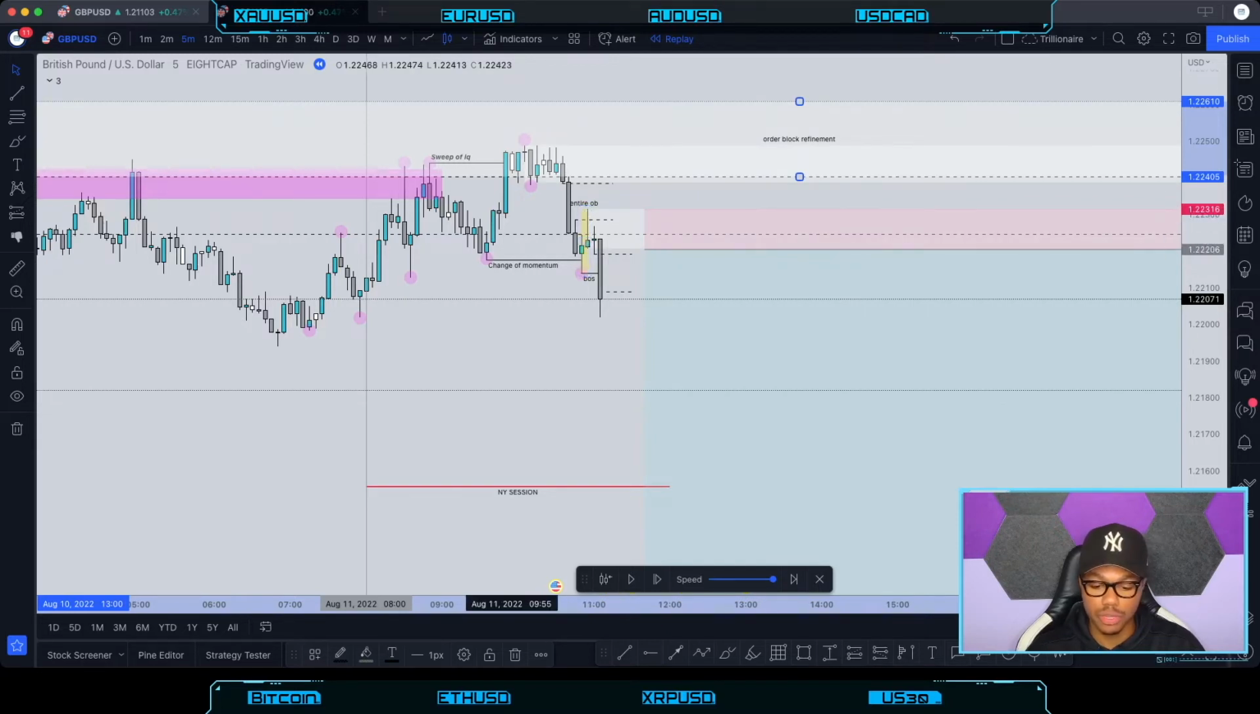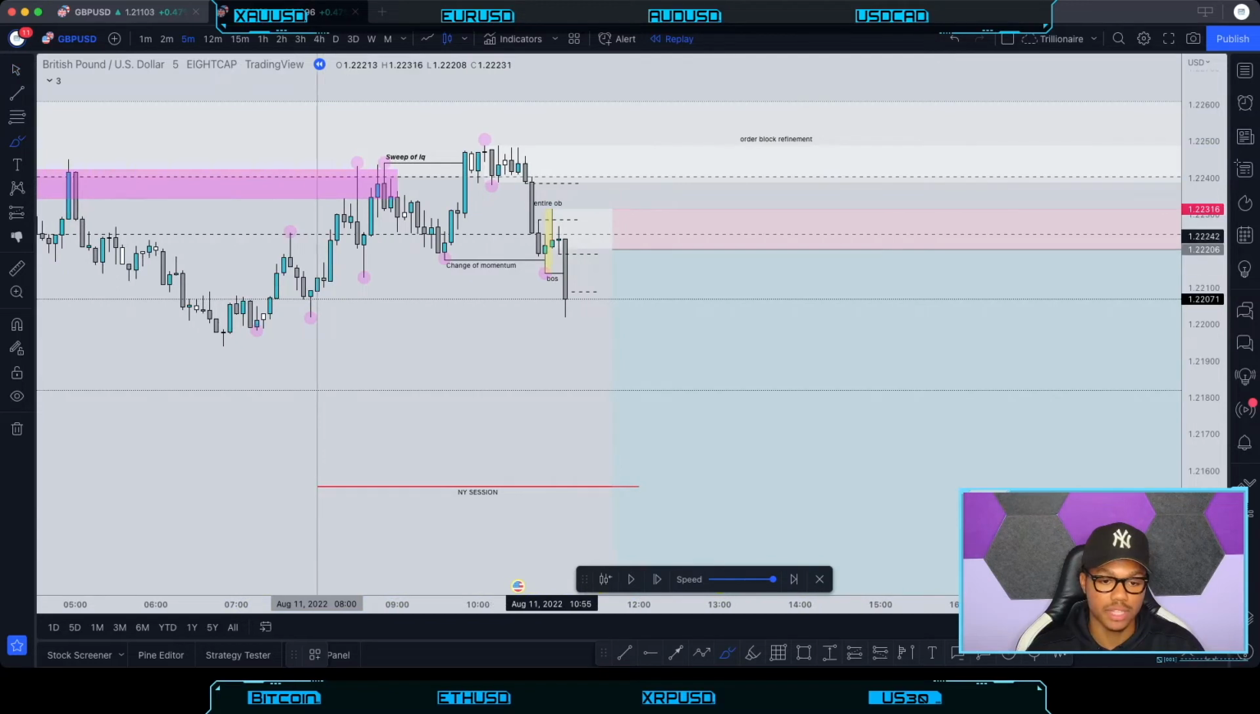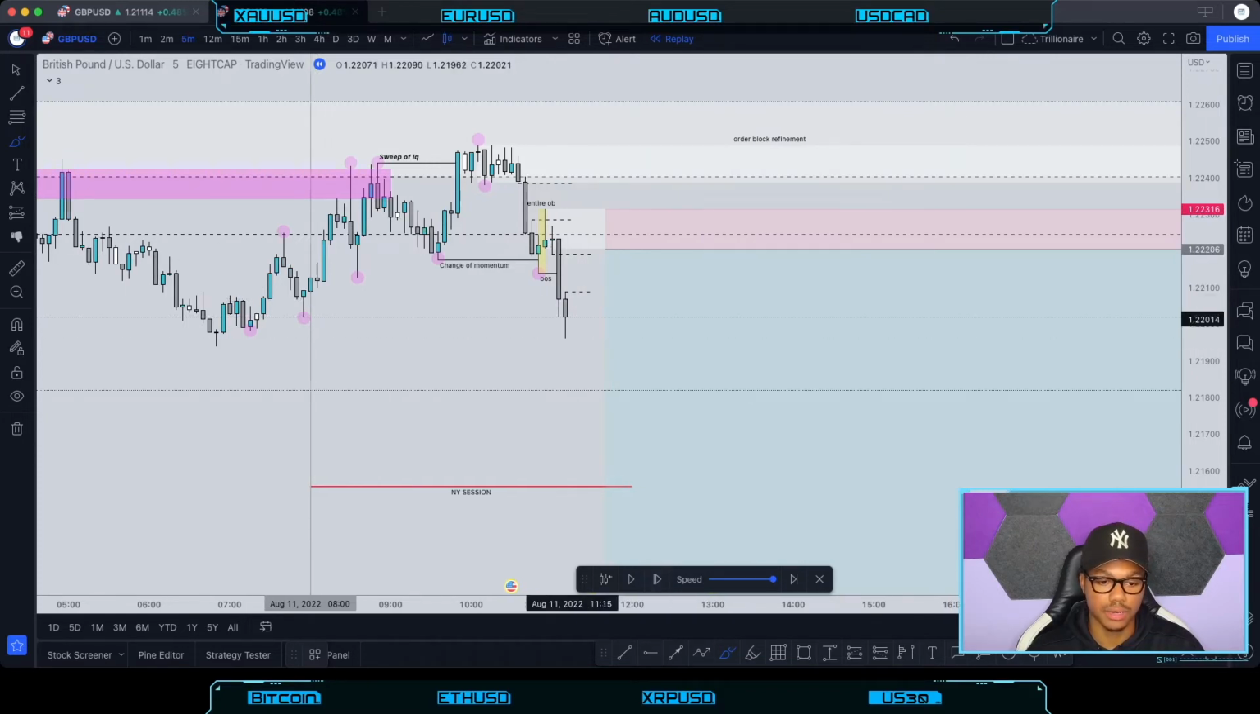So if we're going through the confluences of why I took an entry here on the M5 time frame, we can see that we have this as our sweep of liquidity here, okay? We have a little bit of supply that comes into the market here, and then price takes out this swing low, or the low of the entire order block range, okay? And as it takes out that swing low, we leave imbalance within the market, as you guys can see with the next candle here, right?